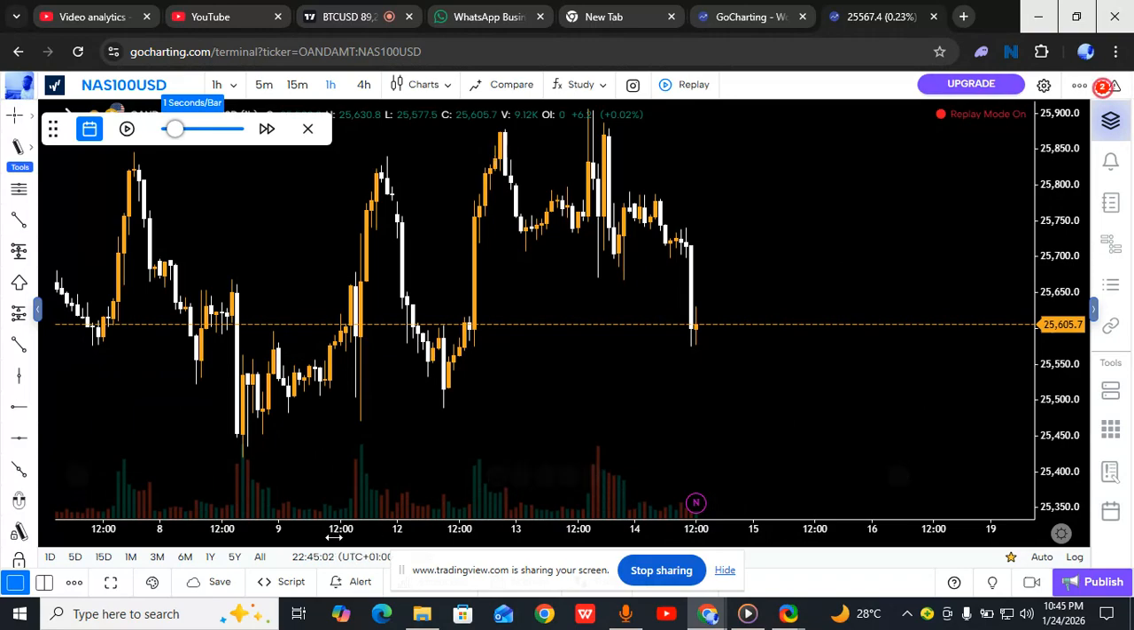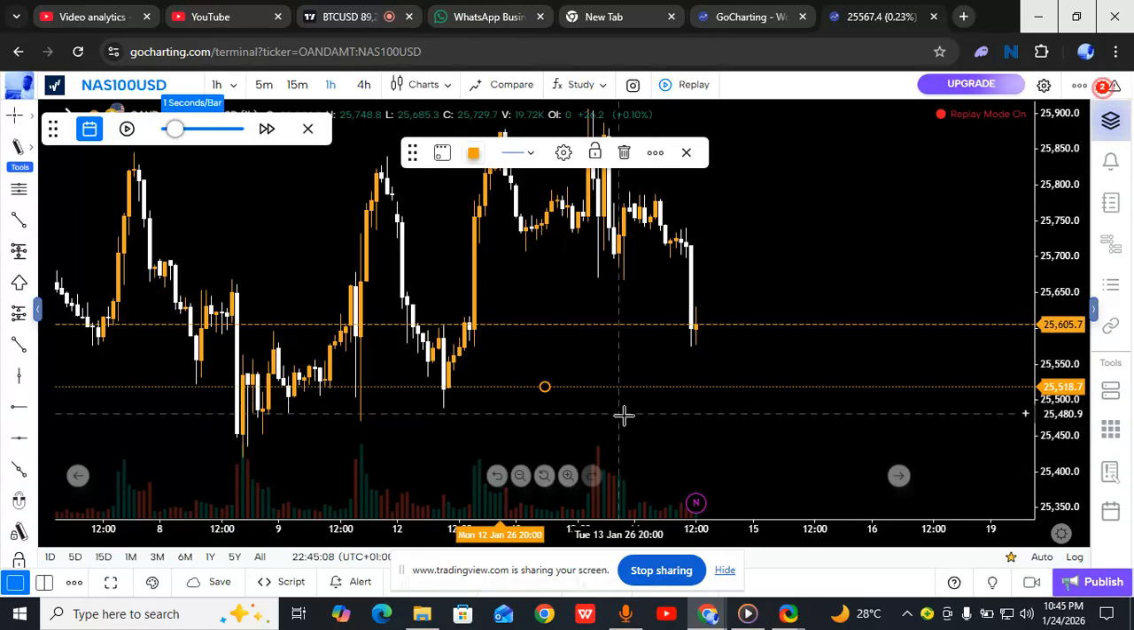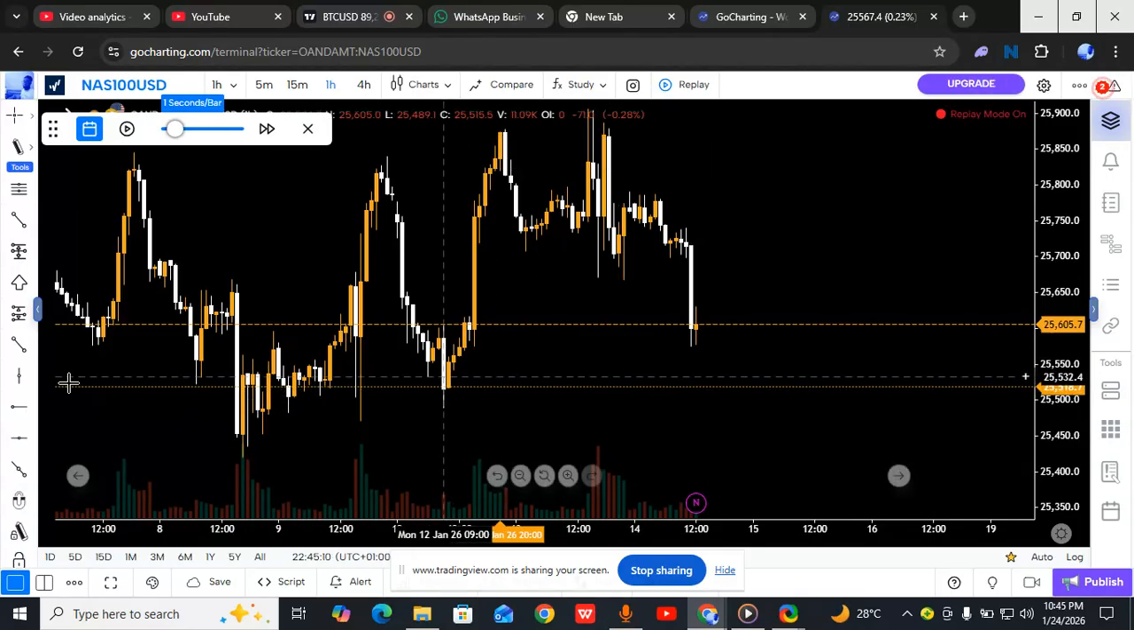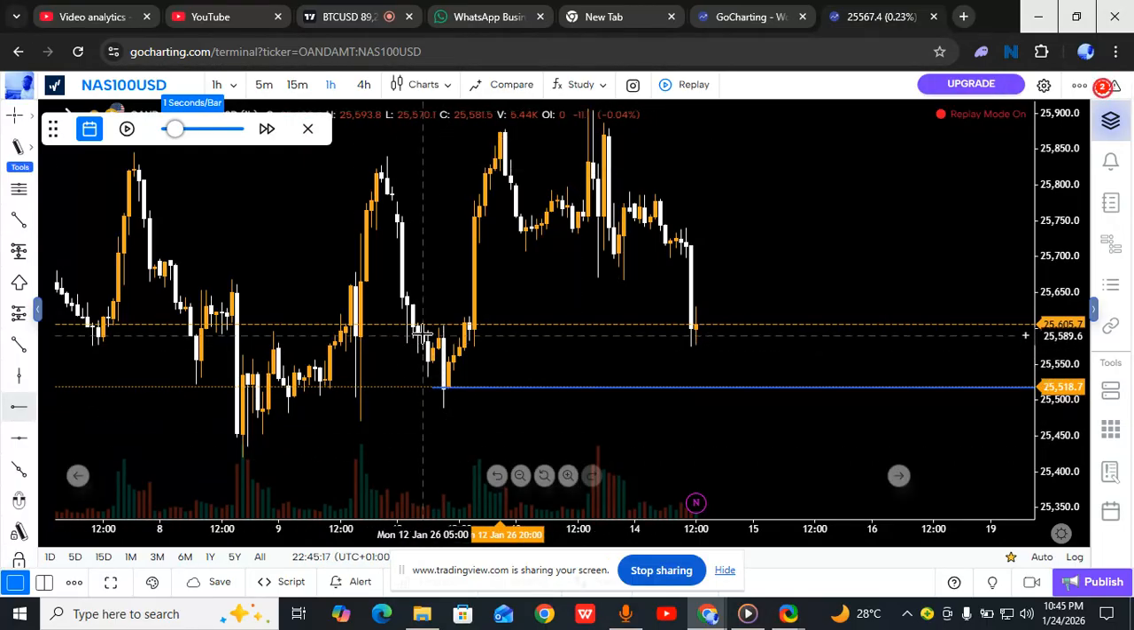So in this case, what we want to do is to first of all mark out our neckline liquidity. We have a series of neckline liquidity. We have one over here, which is this level. Then let me use this. So we have this level as a neckline liquidity. We also have this area as a neckline liquidity.